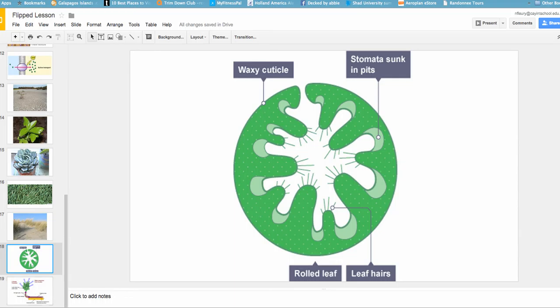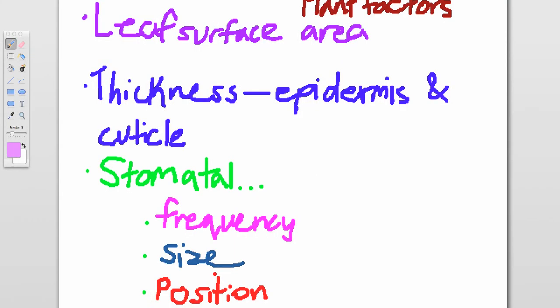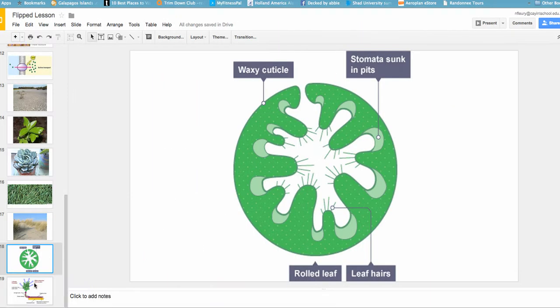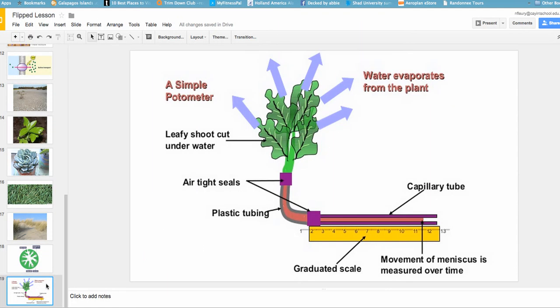So now I'm going to talk about plant factors that affect the rate of transpiration. So first off is the leaf's surface area, also the thickness of the epidermis and cuticle, stomatal frequency, stomatal size, and stomatal position. These will all affect the rate of transpiration in plants. So speaking of the rate of transpiration, we can actually measure how much water is taken up by the plant with a potometer. And a potometer measures the volume of water taken up, usually in centimeters per second.